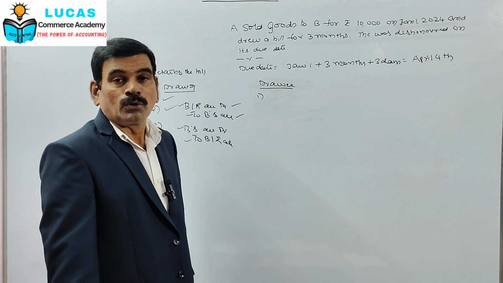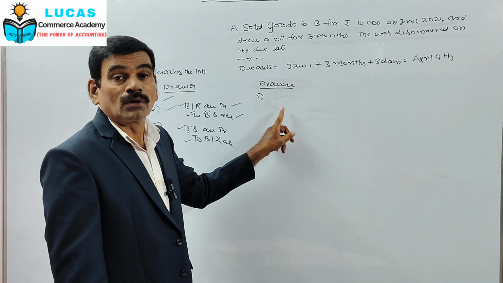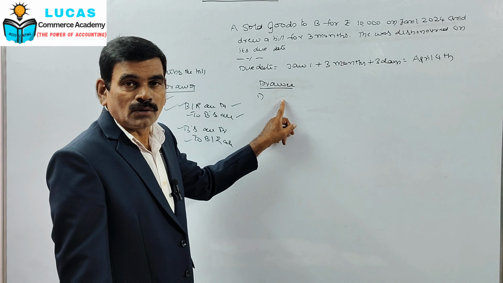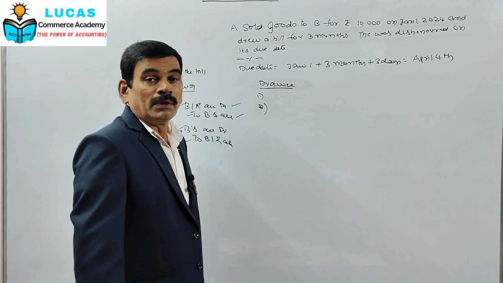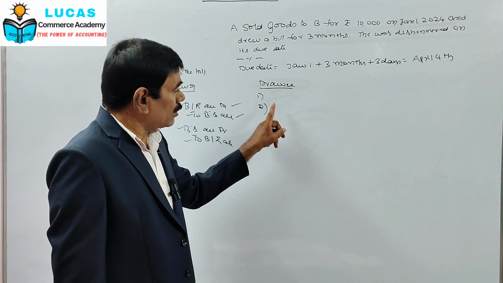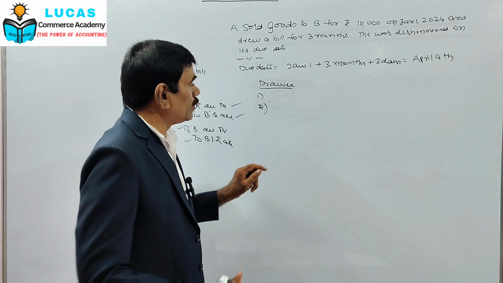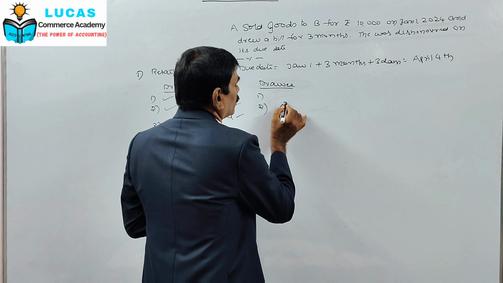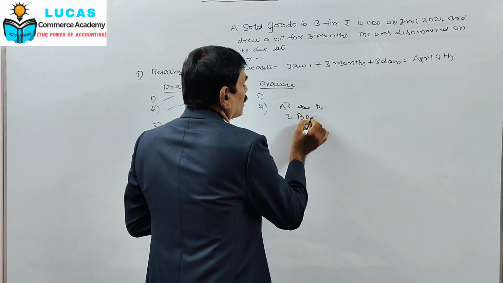The first one, when goods purchased, ordinary journal entry: purchases account debit to drawer account, or purchases account debit to A's account. Second one, when bill is accepted, that means drawer account debit to bills payable account, or A's account debit to bills payable account.